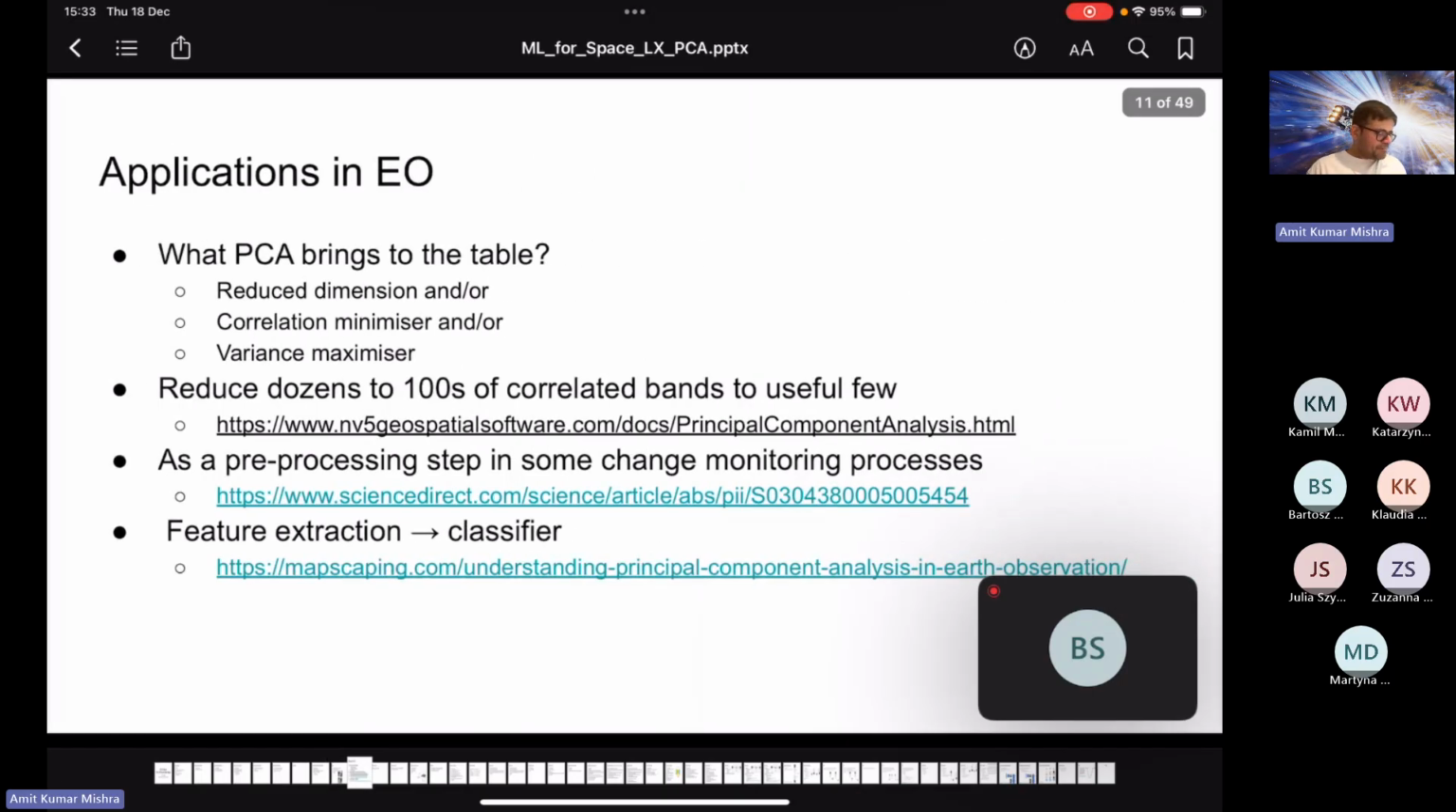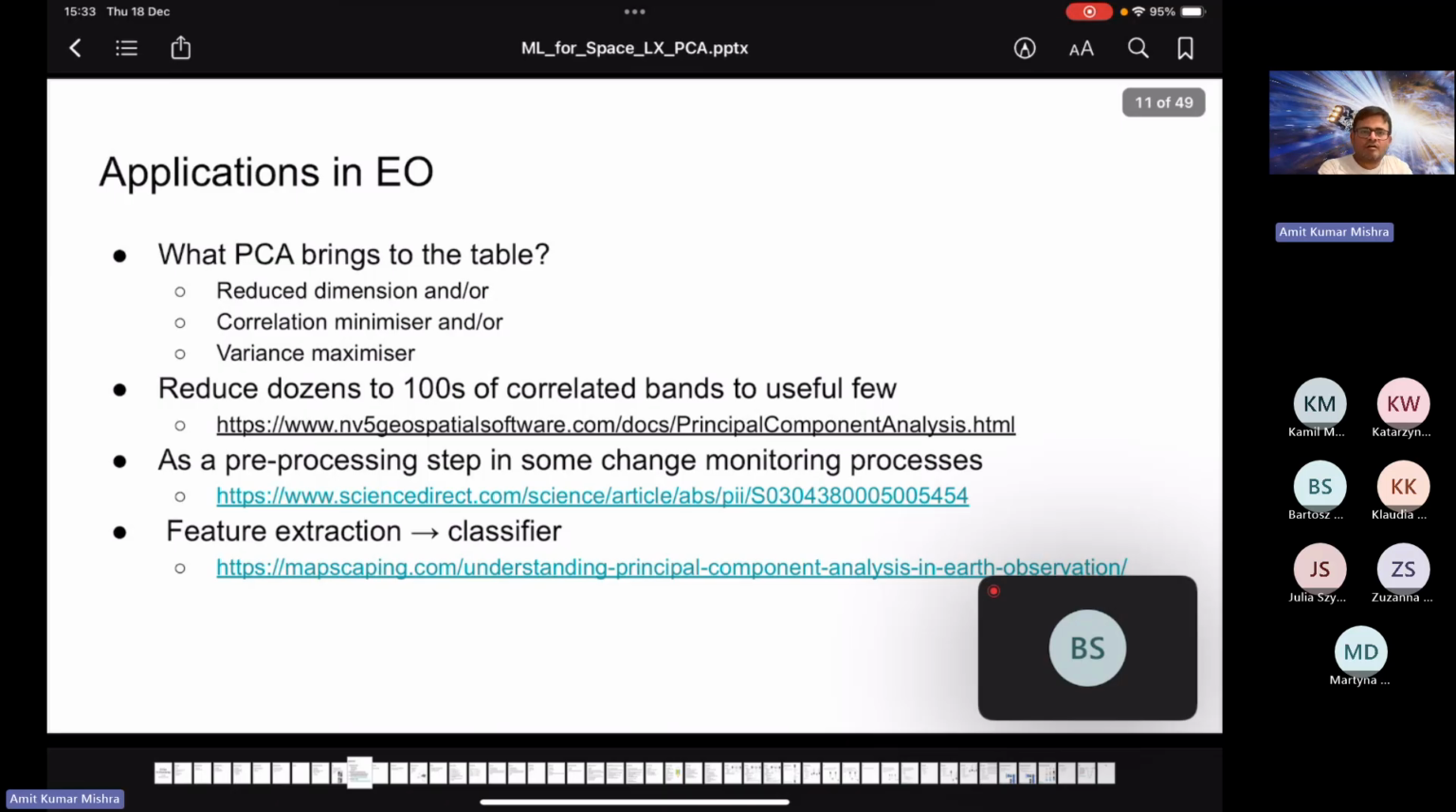Okay, now coming to the application in Earth observation. What does PCA bring to the table? Number one, it reduces the dimension without losing information. Number two, correlation is minimized. And number three, variance is maximized. So whatever small number of components you are left with, they capture a lot of the variance or information in the data.